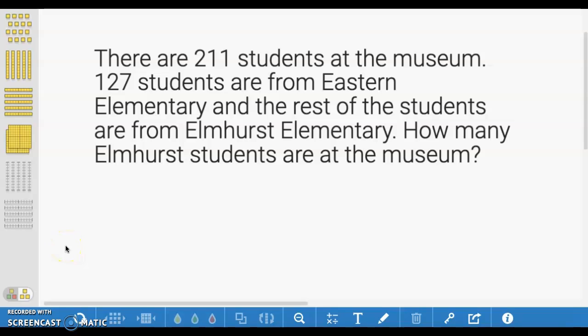There are 211 students at the museum. 127 students are from Eastern Elementary and the rest of the students are from Elmhurst Elementary. How many Elmhurst students are at the museum?